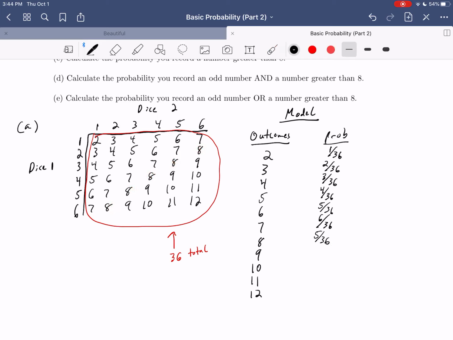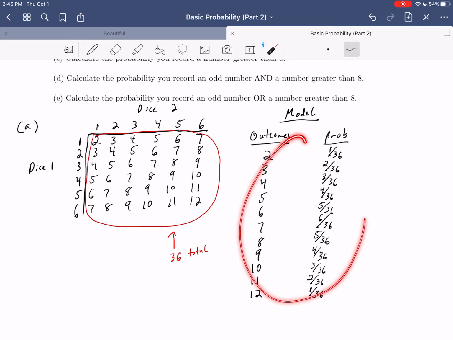We probably can sort of see a pattern here. For 9, there's 1, 2, 3, 4 out of 36. For 10, there's 1, 2, 3, so 3 out of 36. For the 11, there's just 2 ways, 2 out of 36. And for the 12, only one way, 1 out of 36. We can check all of these are definitely between 0 and 1, and if we add them up, 1, 3, 6, 10, 15, 21, 26, 30, 33, 35, 36, 36 out of 36. It really is a probability model.